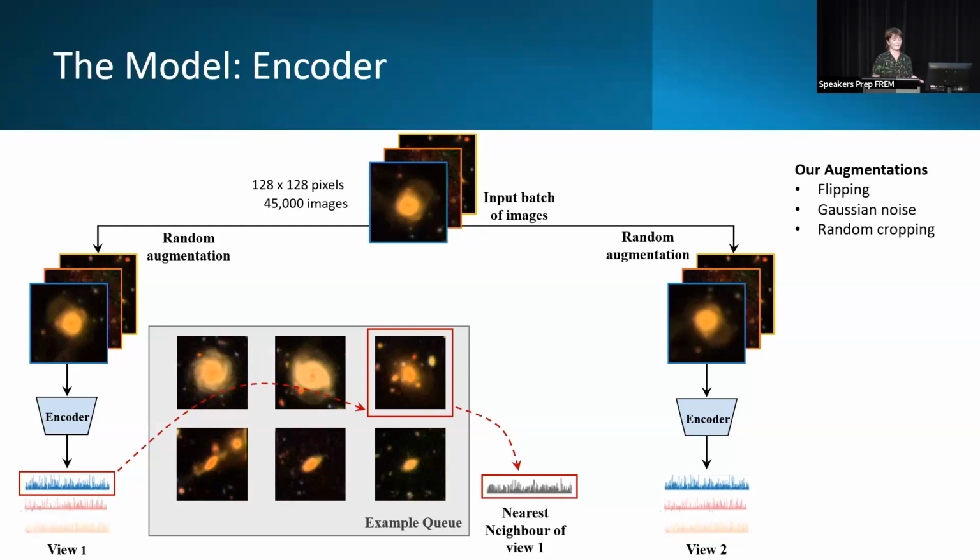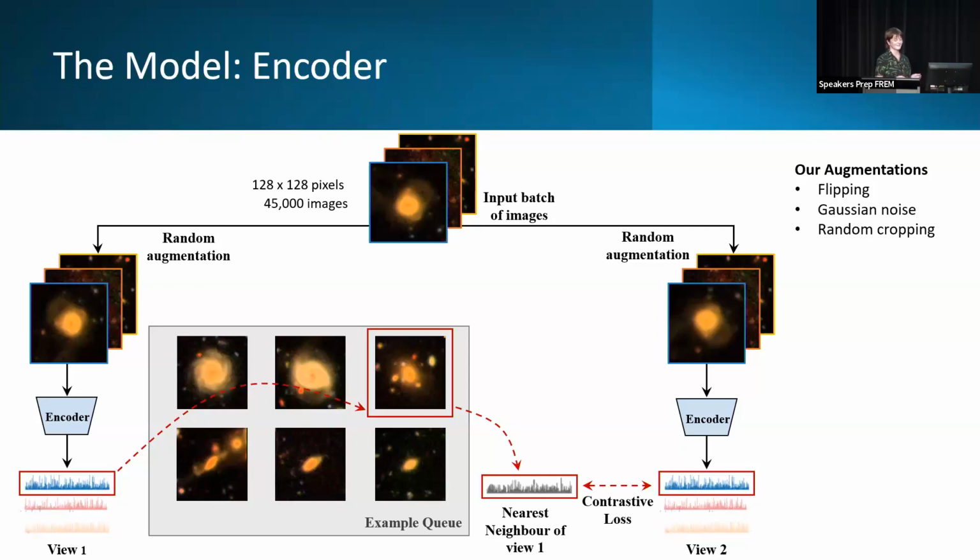Then the model will take the view 2 version of the original image and calculate the loss between this view 2 version and the nearest neighbor of view 1. And the idea behind this is to train the model, or to teach it, that differently augmented versions of the same image should have similar representations. So we use a contrastive loss, which we force to be minimized when the view 2 version and the nearest neighbor of view 1 have similar representations.